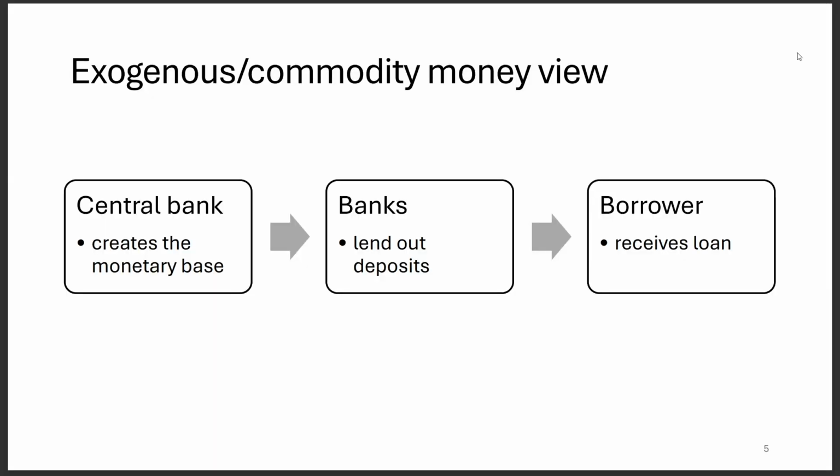So the standard exogenous money, commodity theory of money view makes the central bank the primary actor, which creates the pool of loanable funds. The banks then create loans out of deposits, and the almost passive actor in the story is the borrower, which receives the loan. The endogenous credit theory of money view has a causal sequence that is completely the opposite.